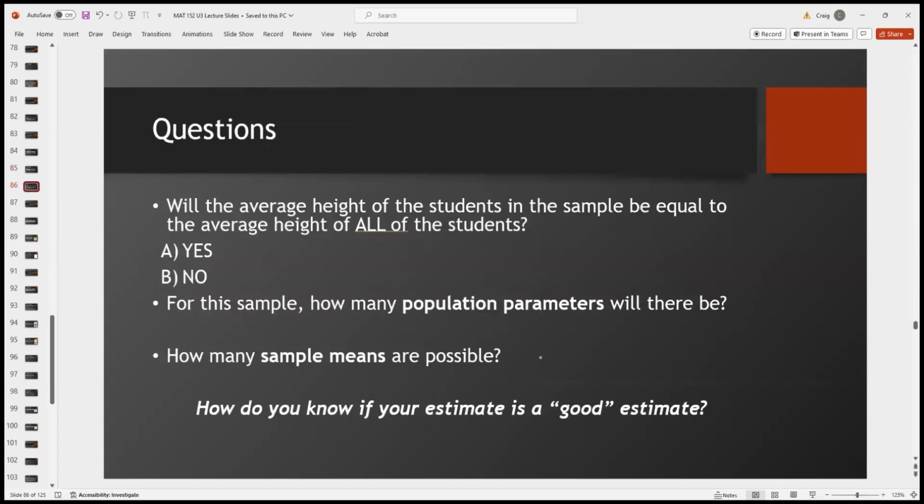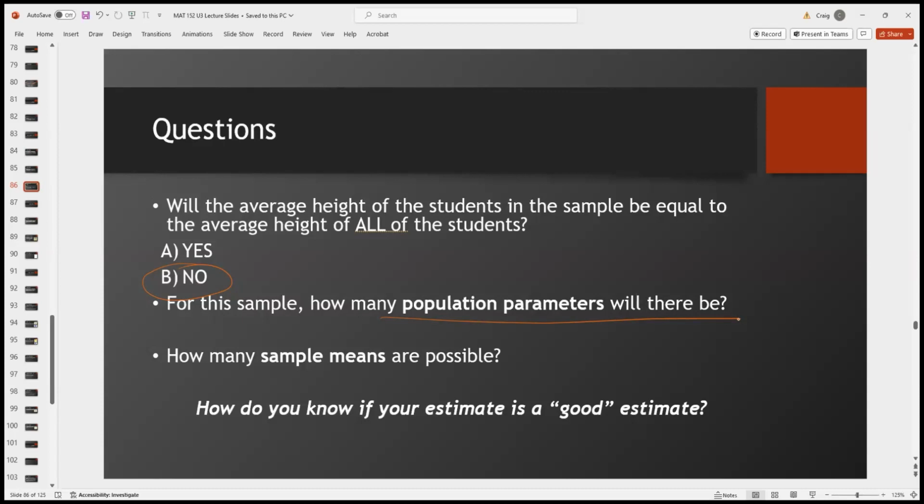Now, will the average height of our sample be exactly equal to the average height of all of the students? If we calculated that population parameter, would it be exactly equal to it? The answer is clearly, I would hope, no. The answer that you get depends on the sample that you collect. There is only one population parameter, one single unique value that represents the average height of every community college student. But to find that one value, you'd have to measure every single person.